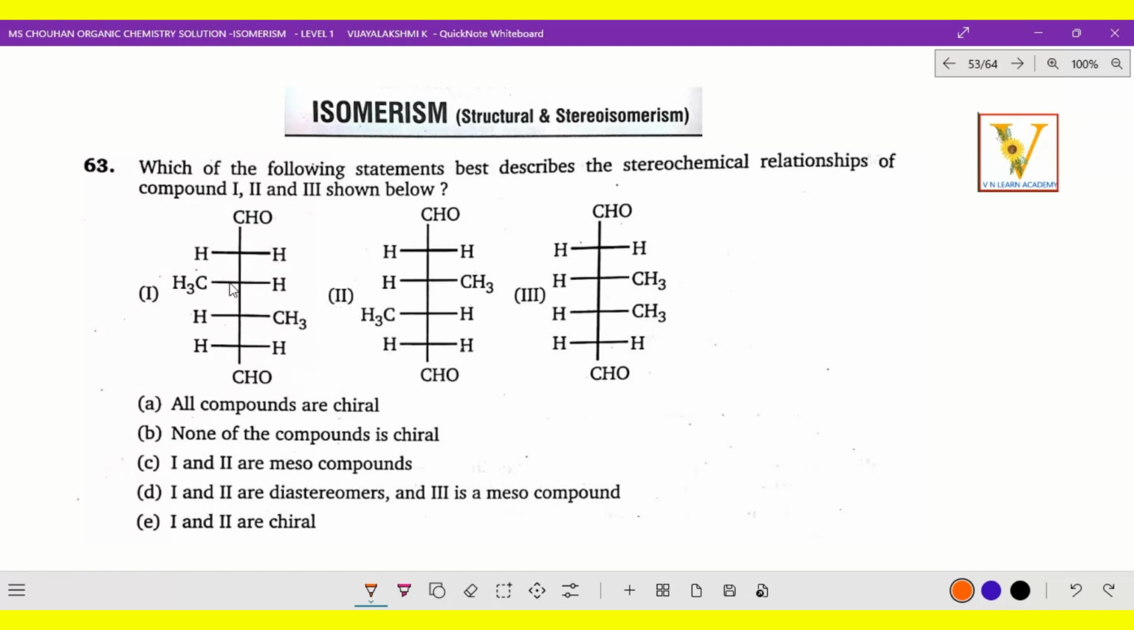Let us discuss. Now here CHO, here H and here also H, here CH3 and H, and here H and CH3, and here also H and H and CHO. And the second compound, the same CHO, H, H, here H. Come on, let us compare these two. Here H and here H, CH3 on the opposite side.